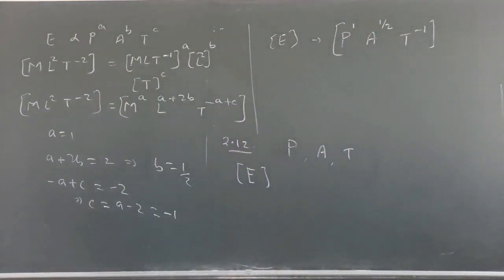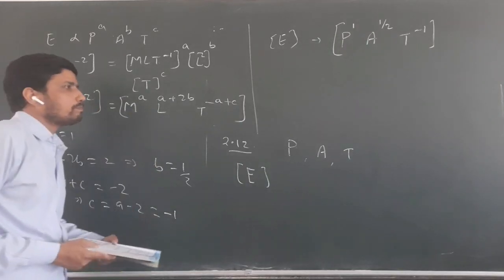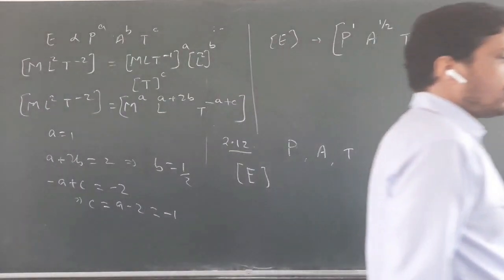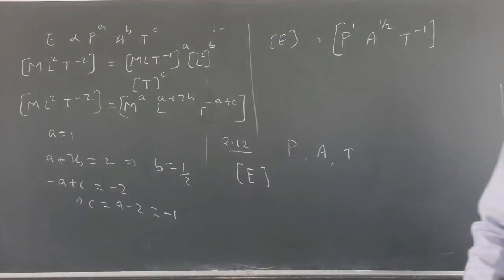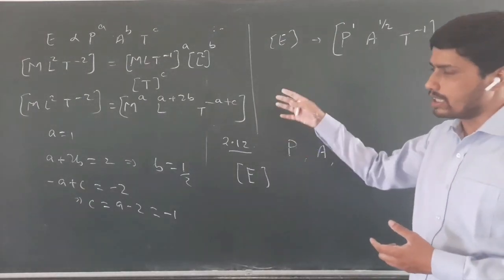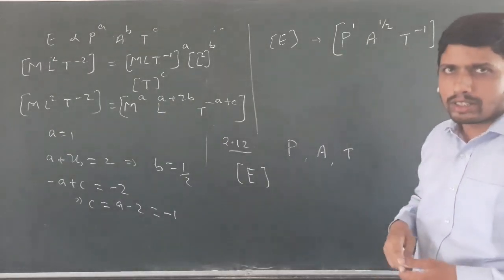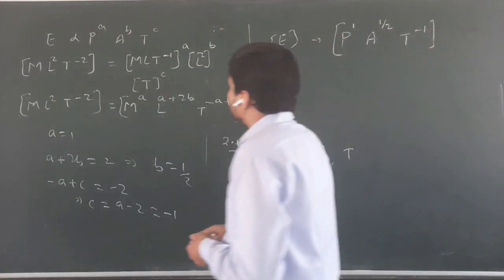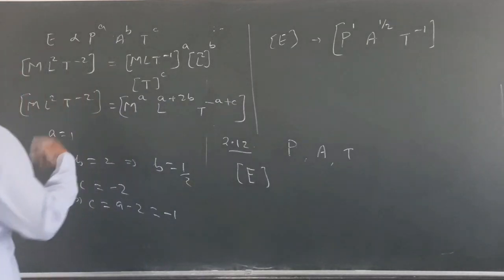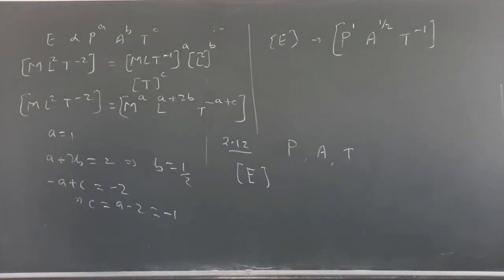So this will be the answer. P to the power 1, e to the power half, t to the power -1. But you could have done it straight away. This is the actual method. In the beginning, actually, I would recommend to do it like this. But because these are very common quantities, it can be done directly using some logic.